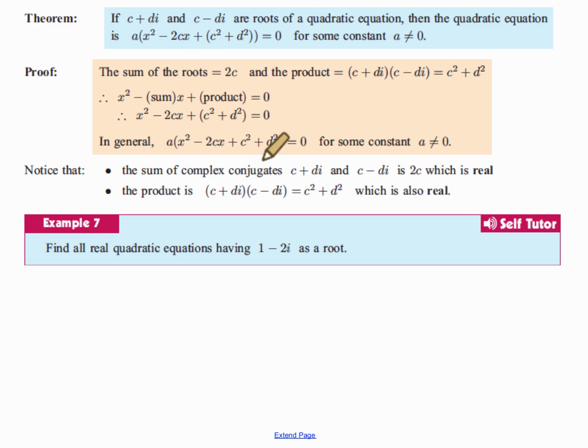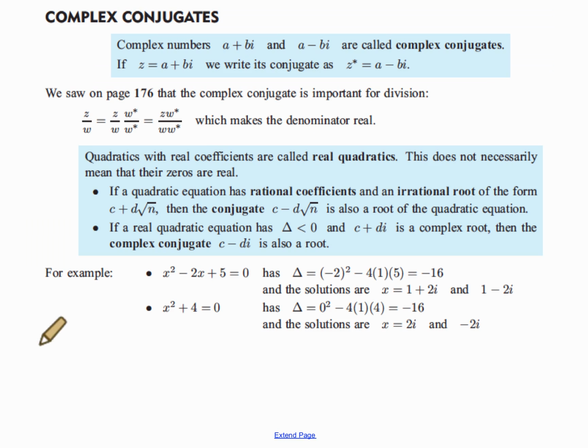And the sum of the complex conjugates c plus di and c minus di is 2c, which is real, as well as the product, which is also real. So this is a quick way that if you memorize this, you can always answer questions like this right here. And let me just go back because I did miss something that I meant to. If we have a quadratic equation and it has a root c plus di, then the complex conjugate c minus di is also a root.